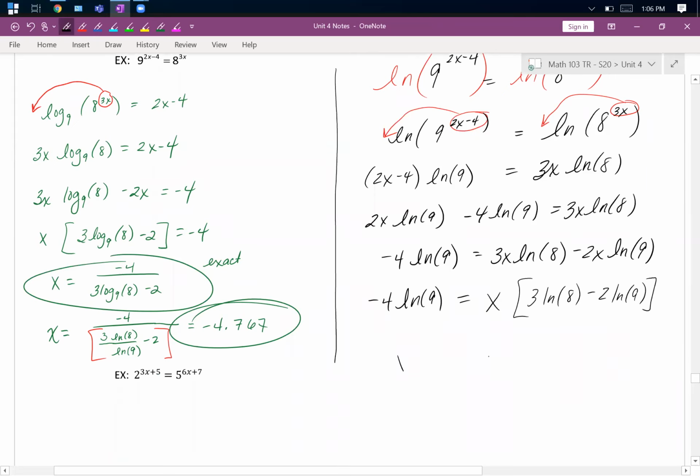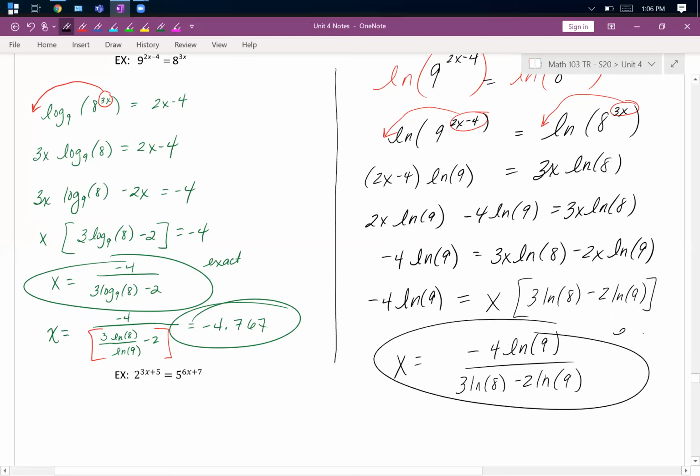We get x to be equal to -4 times the natural log of 9 over 3 times the natural log of 8 minus 2 times the natural log of 9. And our approximate answer should be the same as what we got with our other technique. Questions, anybody?